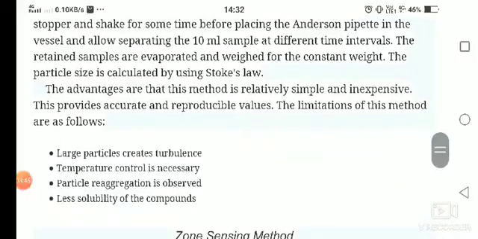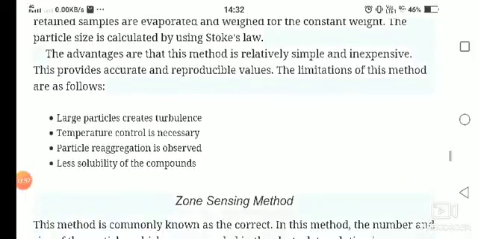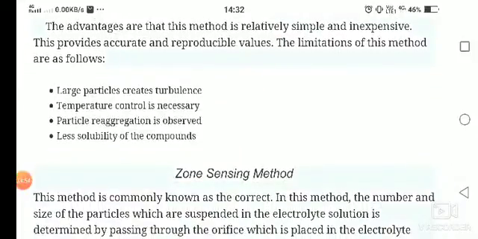The advantages of the method are that it is relatively simple and inexpensive. This provides accurate and reproducible values. The limitations of this method are large particle size, temperature control is necessary, particle aggregation, and low solubility of the compound.